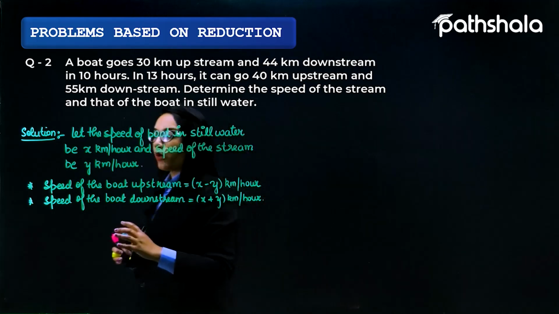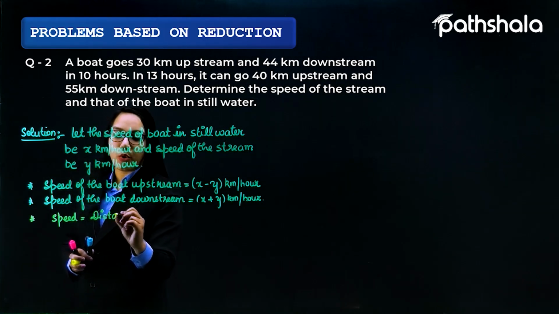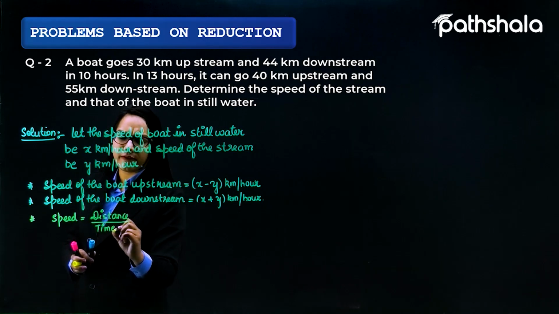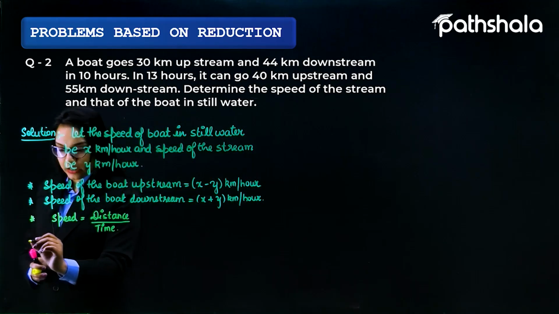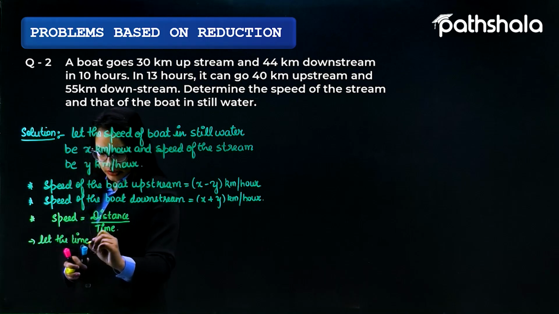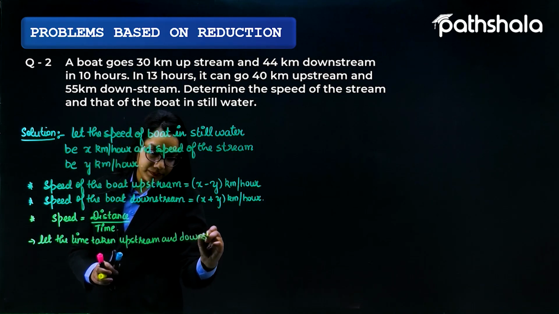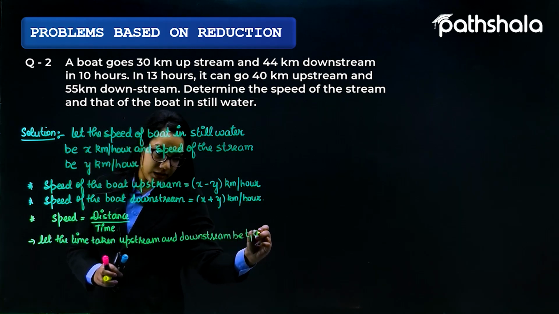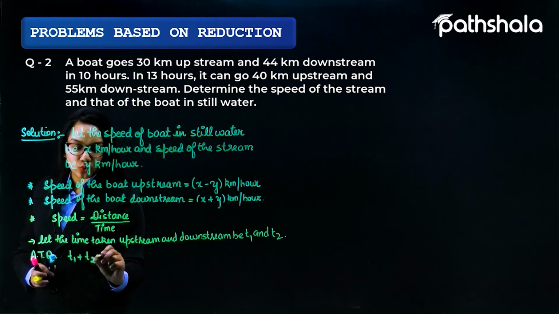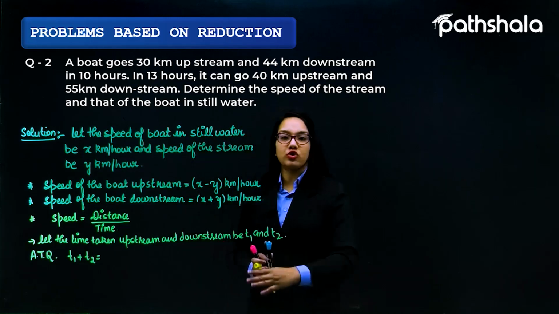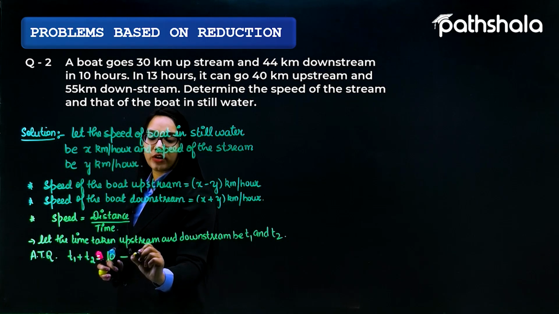Now we are talking about the speed, distance and time relationship. We know that speed is equal to distance upon time. Let the time taken upstream and downstream be T1 and T2. Then according to the question, T1 plus T2, the time taken going upstream and downstream, is 10 hours. So T1 plus T2 is 10 hours. Let me call this equation number 1.